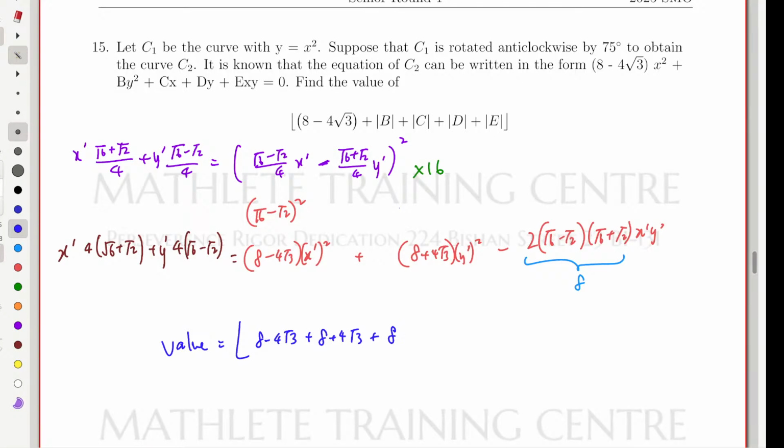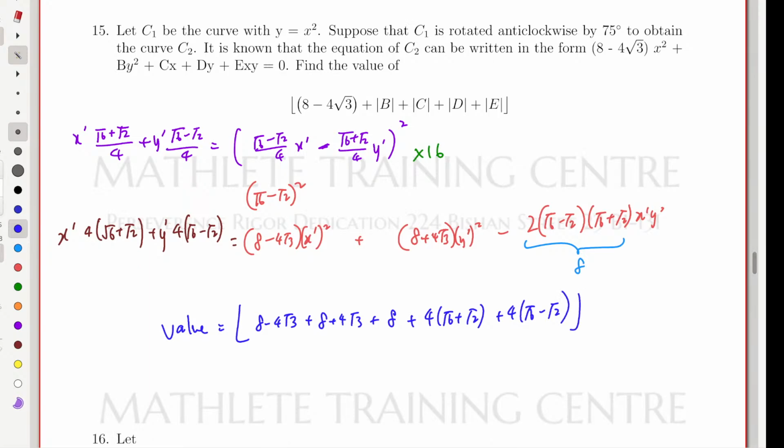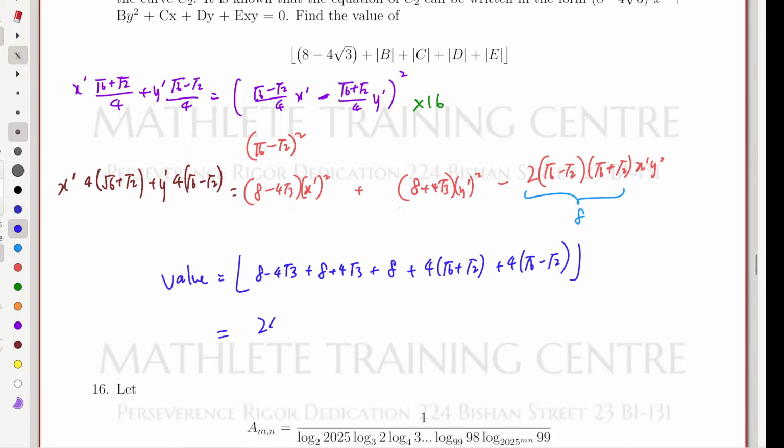Then d and e, when you bring them over and take the absolute value, will be 4 square root of 6 plus square root of 2, 4 square root of 6 minus square root of 2. I think so. Hopefully I didn't make a mistake here. So that's 24 plus 8 square root of 6.